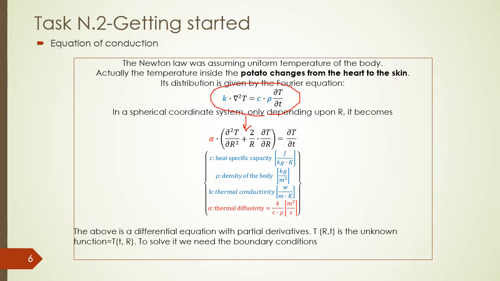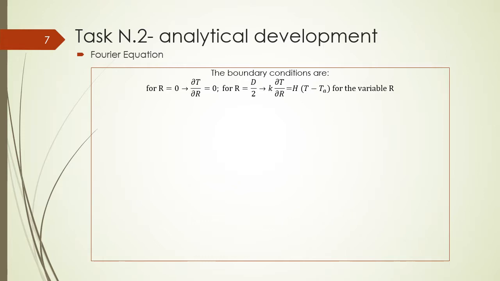This is a differential equation with partial derivatives, where the unknown function is temperature, depending upon two coordinates. One is a spatial coordinate, which is radius, and the second is a time coordinate. To solve, it is not so easy, and we need also to consider the boundary conditions. Space and time condition. For the space, there are two conditions. So for R equals 0, the first derivative of temperature is 0.